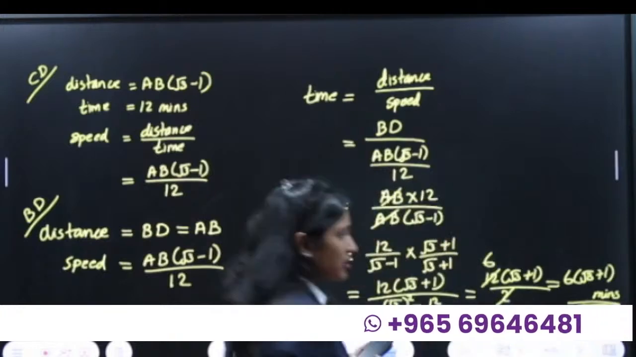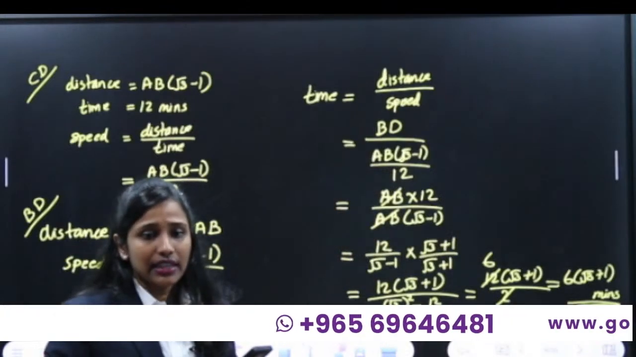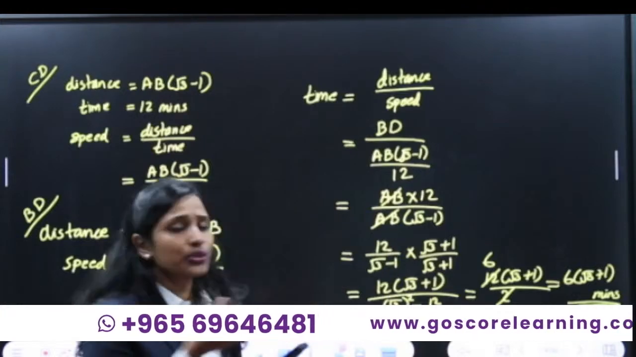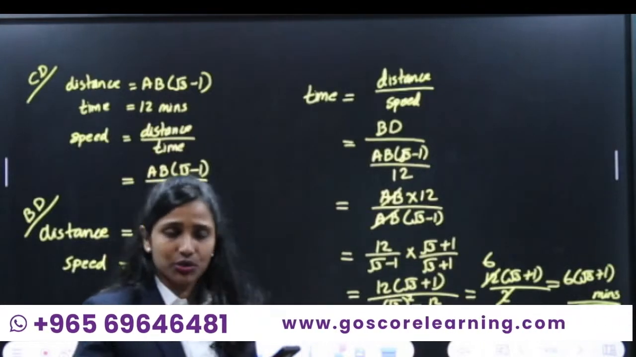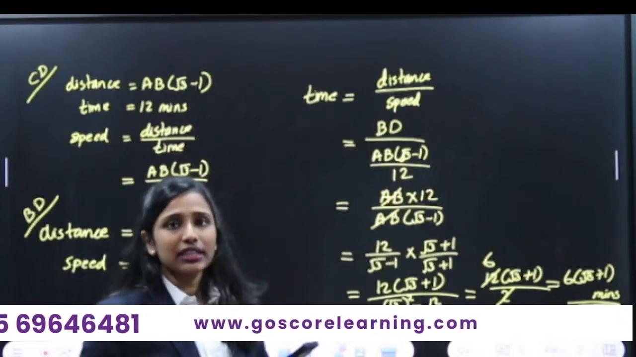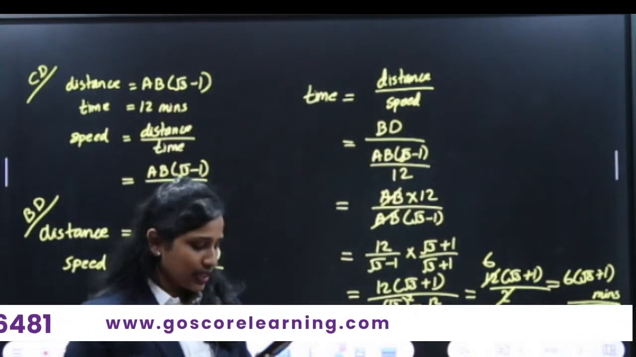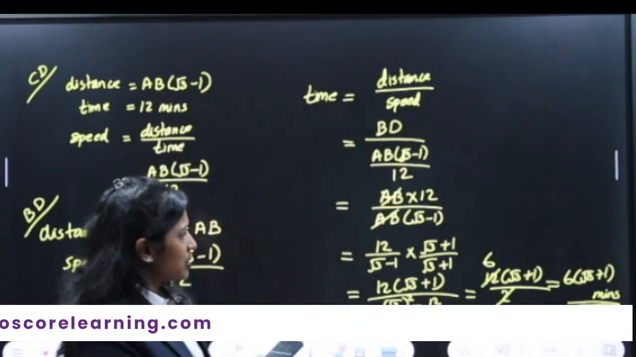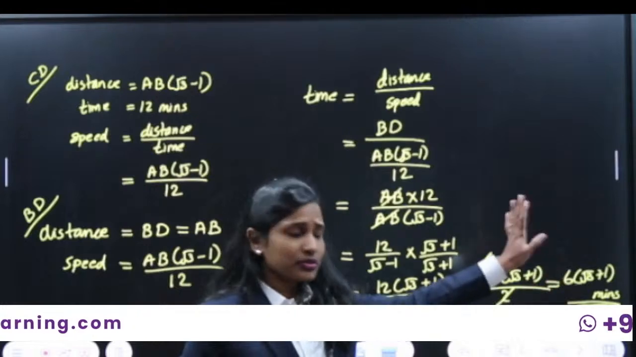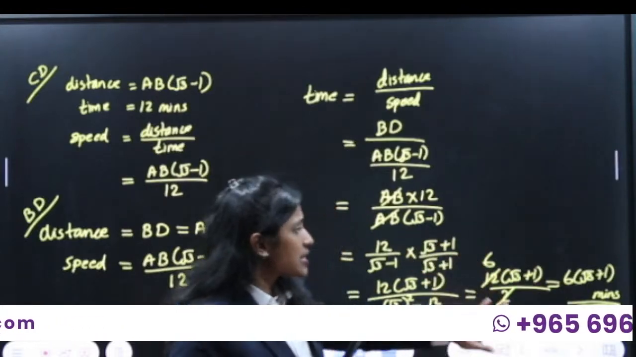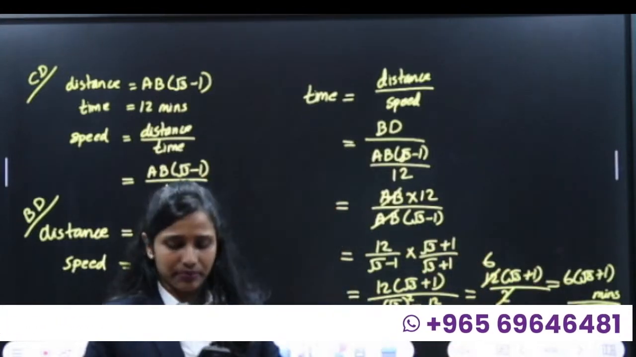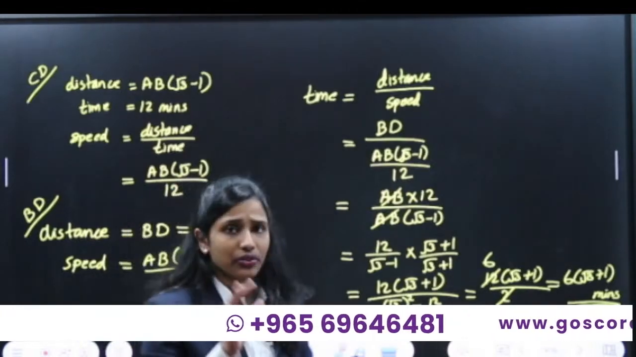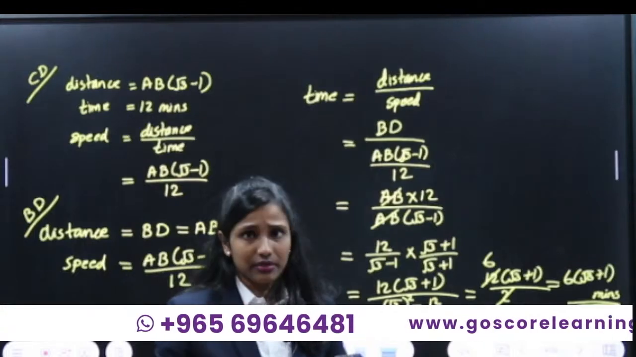If you want an exact answer, you can put the value for root 3 as 1.732, then you can find the numerical answer. That's up to you. And if you write this answer, you will get the full marks. Don't worry. So it is 6 into root 3 plus 1 minutes. You got the answer? Don't forget the rationalization step.